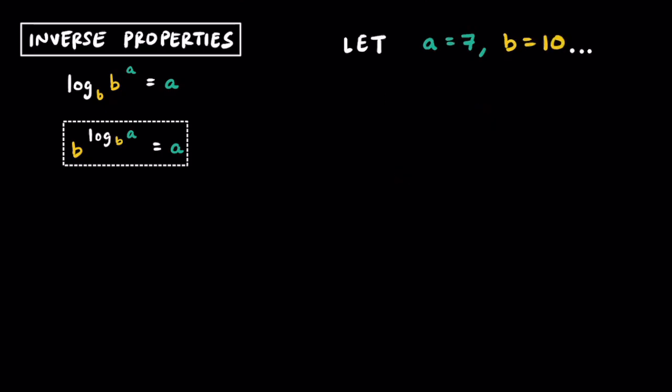And for one final inverse example, let's let a equal 7 and b equal 10. Given that 10 to the log of 7 is equal to 7, let's see if this is true. To solve log of 7, or log base 10 of 7, I'm just going to use a calculator and find out that that is about 0.8451. It turns out that if you raise 10 to this exact decimal, you would get exactly 7. Since I rounded, it'll be approximate though.